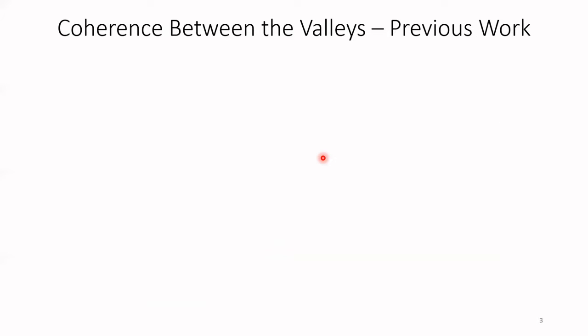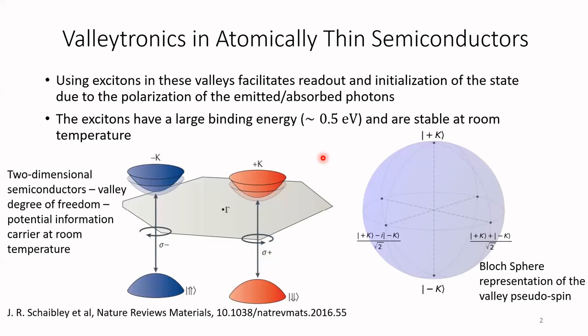Now if we're actually going to use these TMDCs as a qubit, we need to be able to control the coherence between them, or we need to be able to control the superposition between these plus and minus k states. If I want to develop some sort of technology with these TMDCs, I need to be able to make sure my state vector can go around the entire Bloch sphere.